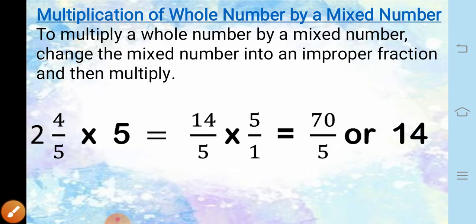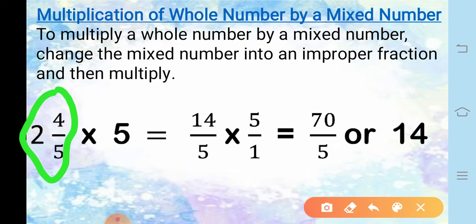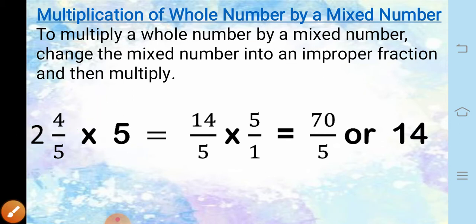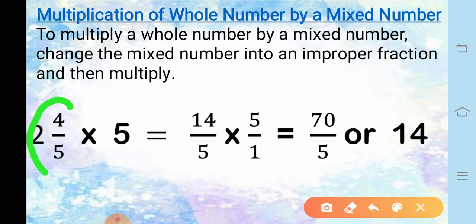So this is an example of a mixed number. Okay, this is the whole number. Okay, so if there is a mixed number, we have to change it into an improper fraction before we multiply.